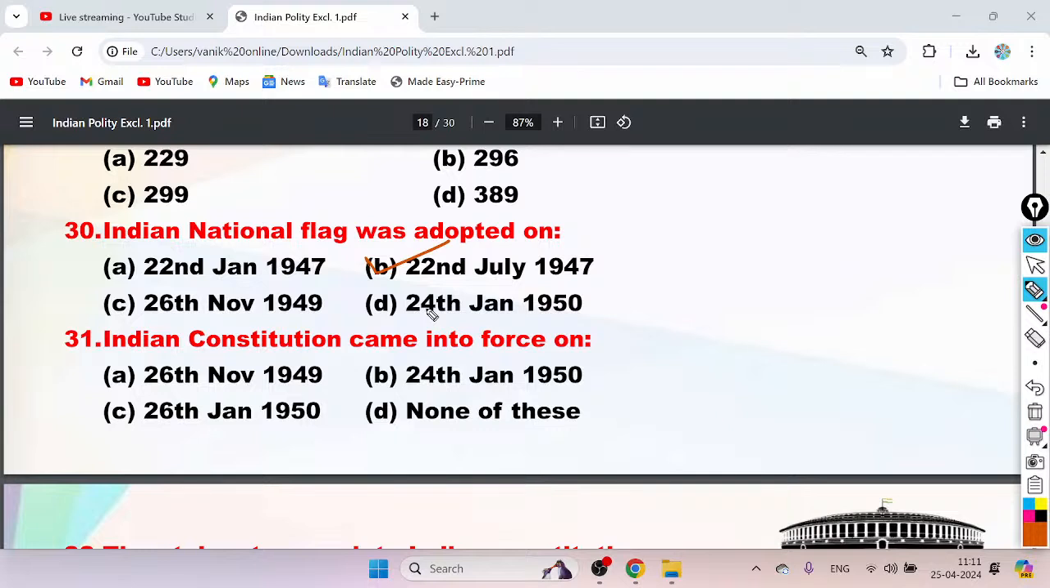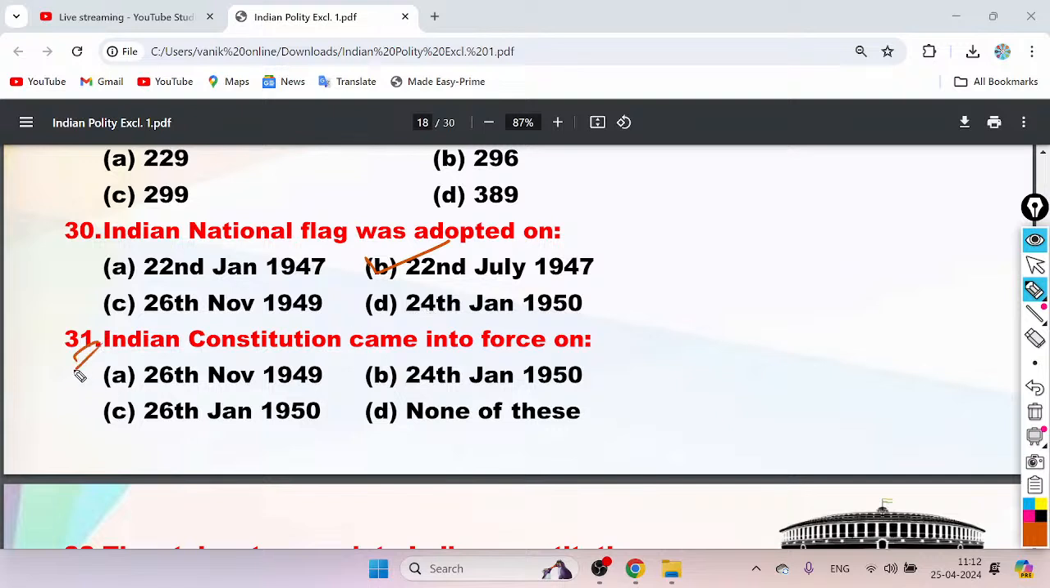Okay? So please get some idea about the flag code, the ratio, and the history of the flag. How did it evolve into the tricolor flag of India? Finally, it was adopted in its present form during the meeting of the Constituent Assembly held on 22nd July 1947. Okay, but please take some idea about the flag and its rules and regulations.